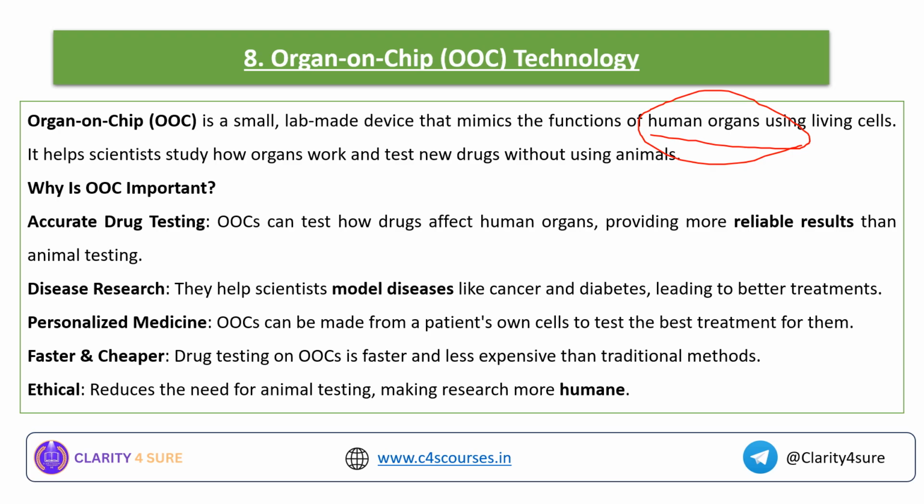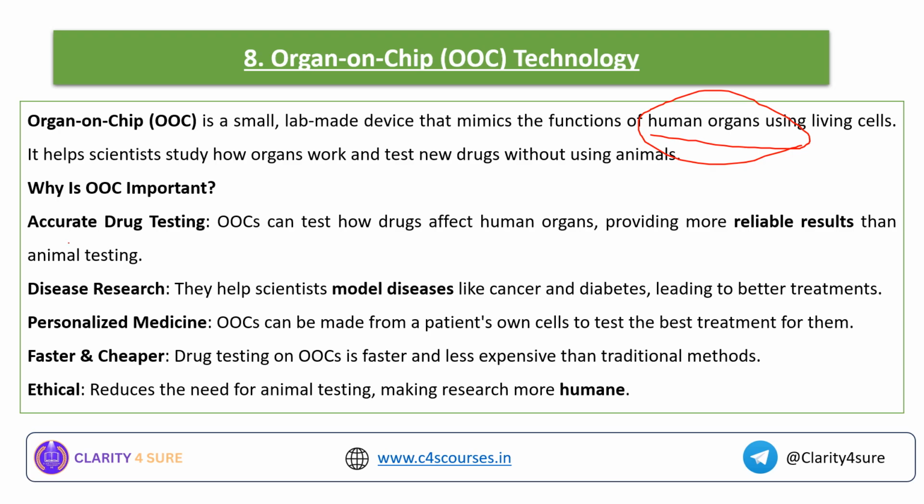Okay, why does this become very important? Because if a device can mimic the functions of human organs, scientists can study the device efficiently without using any animals for the development of new drugs. In this concept, this organ on chip technology becomes important. Okay, what are some of the specifications of this particular organ on chip technology?